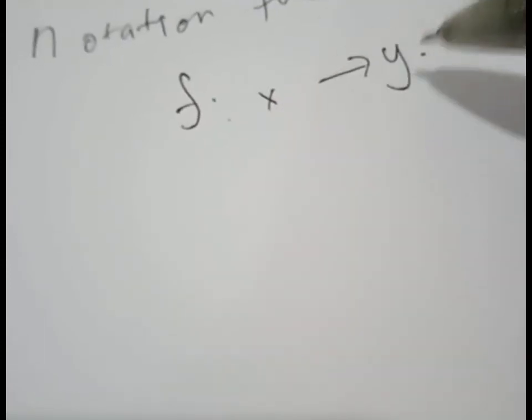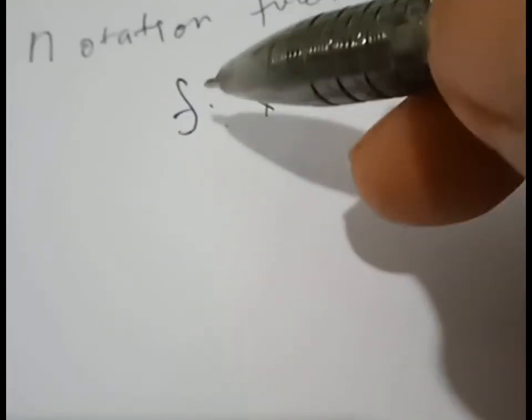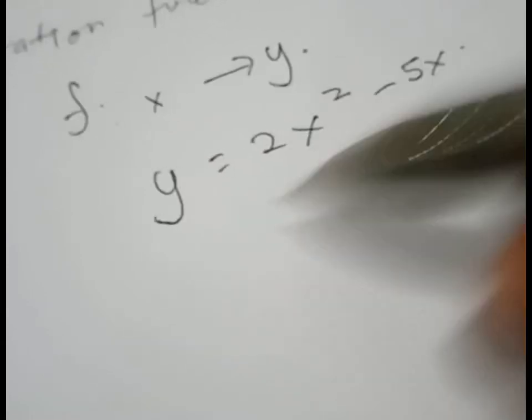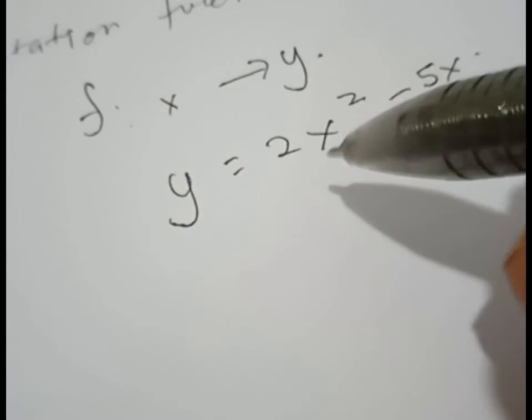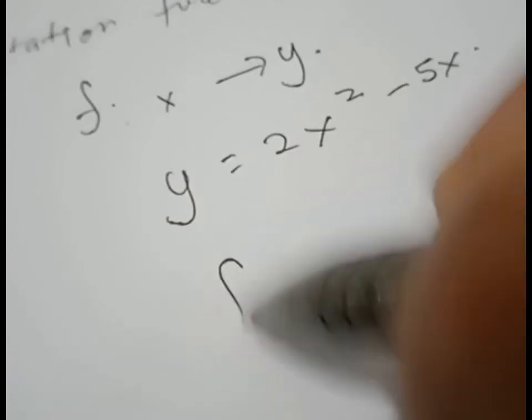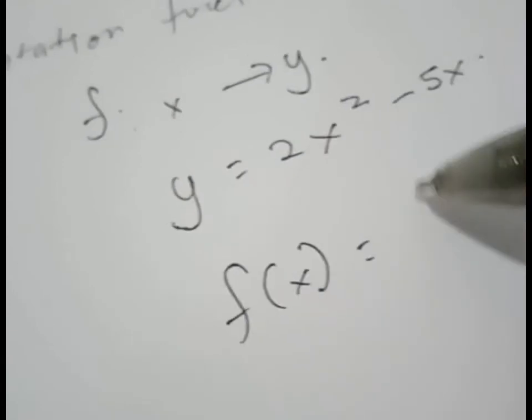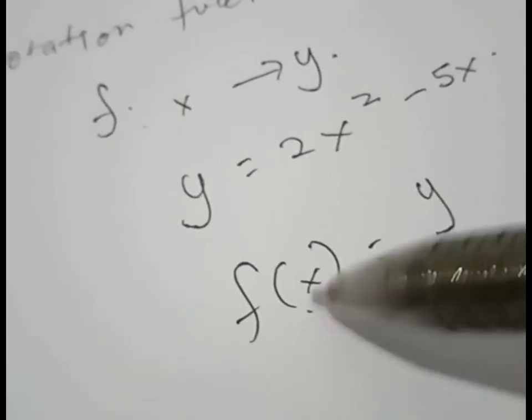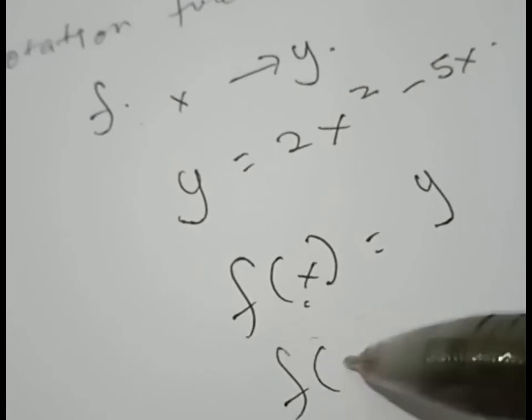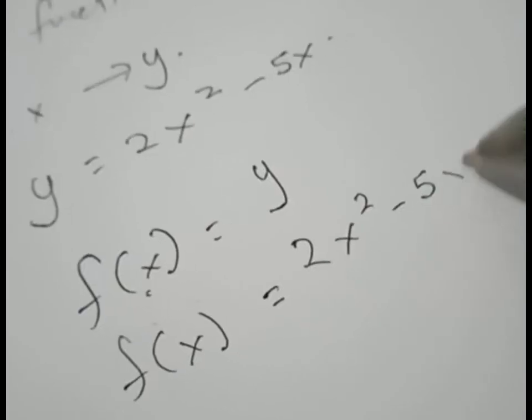Normally for a function, we write f where x is assigned to y. This is how we write a function: x is assigned to y. So we need to define what f is. For example, let's say y is given in this equation. When y is given in this relationship, f of x is y. Therefore, f of x is 2x squared minus 5x.